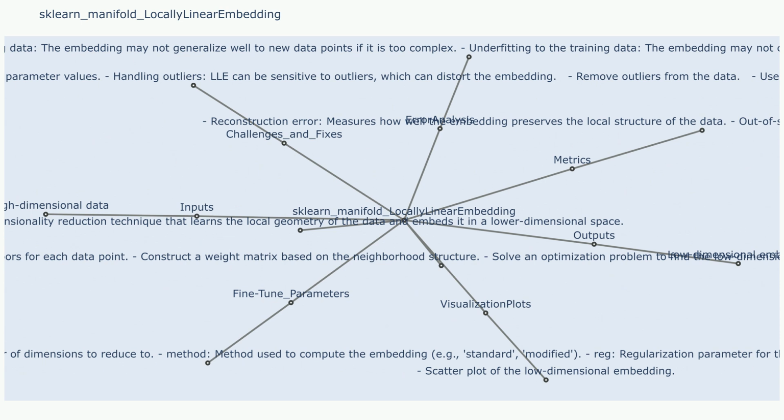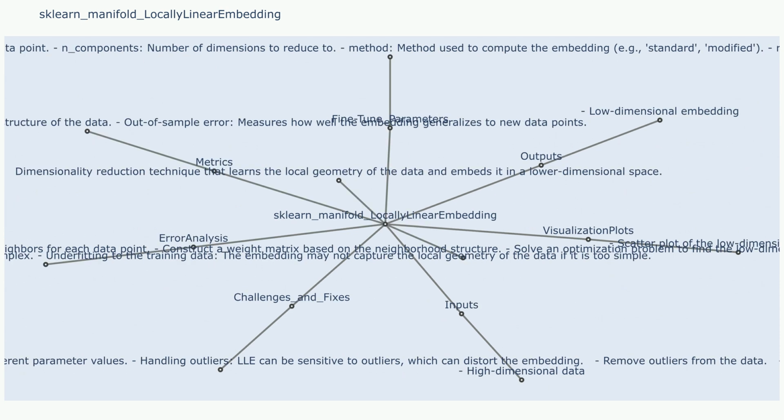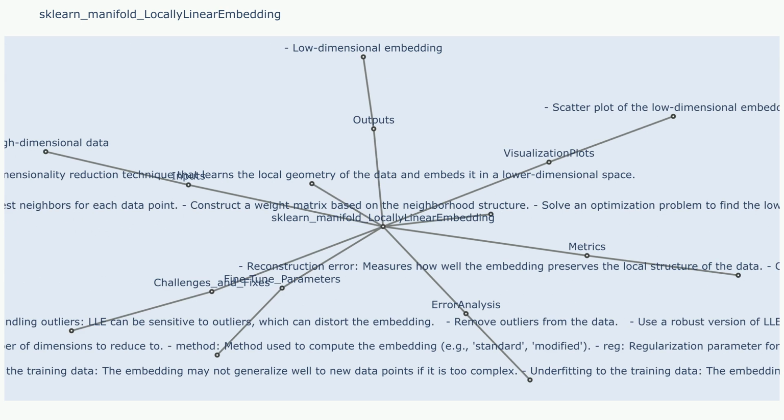Eigensolver: the eigenvalue decomposition method used to find the embedding. Options include auto, dense, ARPACK, and LOBPCG. Uncertainty methods: out-of-sample extension: while LLE is primarily designed for dimensionality reduction on training data, there are approaches for out-of-sample extension to project new data points to the learned embedding.